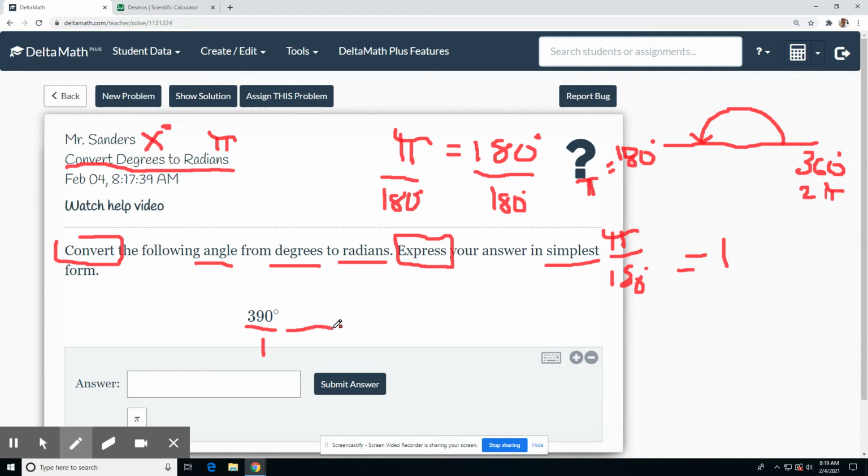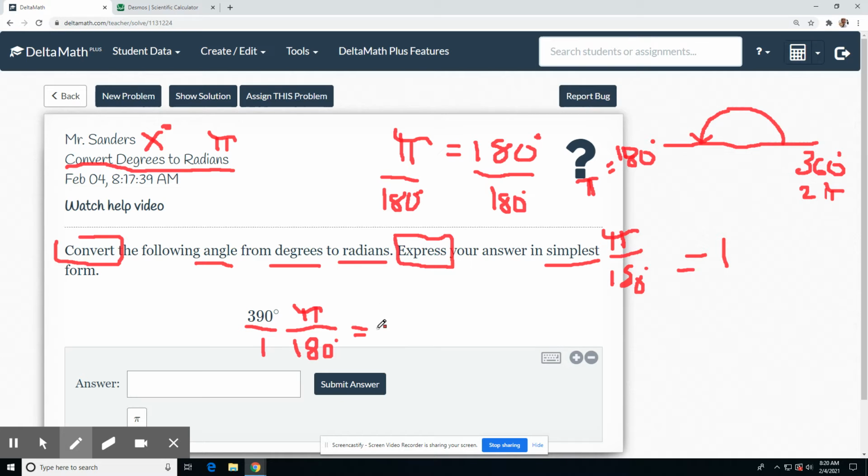We need to have the degrees on the bottom. So I like to start with using the converter. So degrees are on the bottom, they're going to cancel. And then we have to have the pi on top to keep it balanced. So we multiply these out together, and I'm going to go ahead and check on my calculator. What's 390 divided by 180? 390 divided by 180 is 13 over 6.